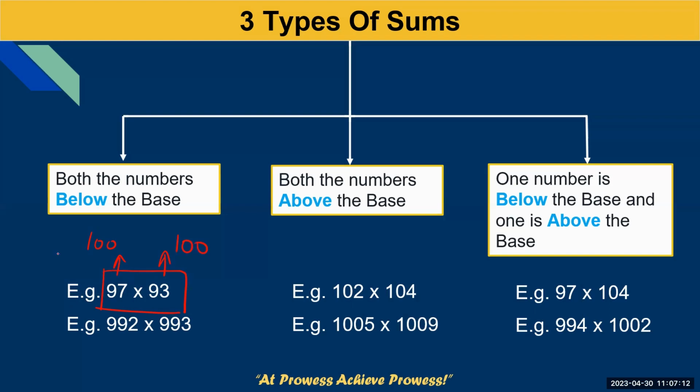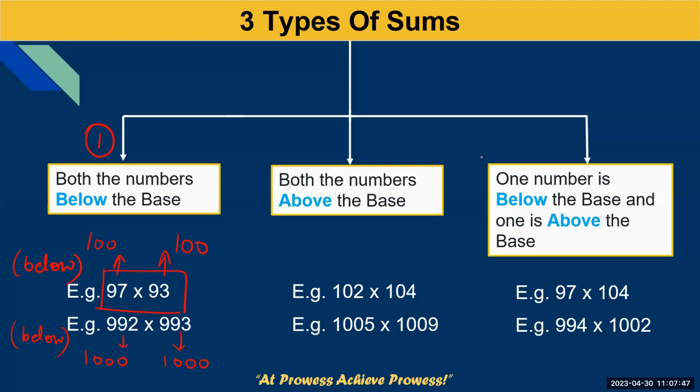So don't you think both the numbers are below the base? Yes, they are below your base. Similarly, in case of 992, your base number will be 1000. In this case also, it will be 1000. Don't you think both the numbers again here are below the base? Yes. So this is the first category of sums. I have divided into 3 parts so that it is easy for you to understand the method. There will be small variation between each of them, but otherwise the entire method will remain the same.